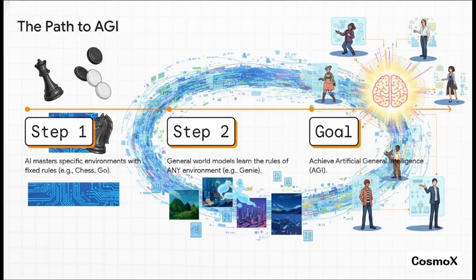Chess, Go. That was step one. But these general world models, like Genie, are step two. They're about learning the rules of any environment, no matter how weird or creative. It's a critical stepping stone on the path towards that ultimate goal of AGI.